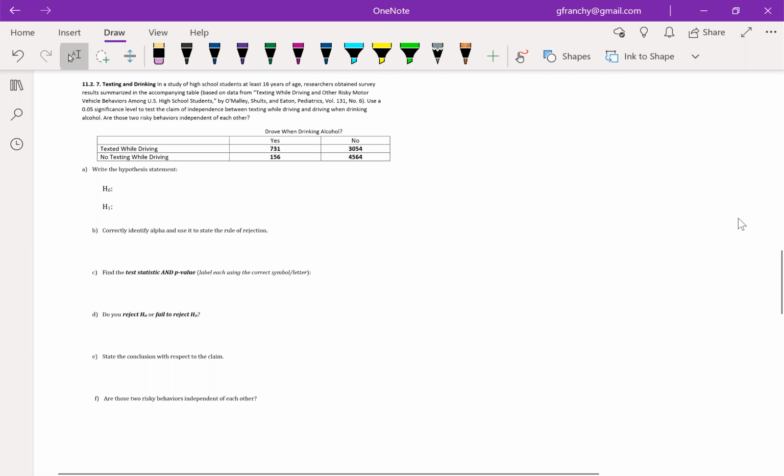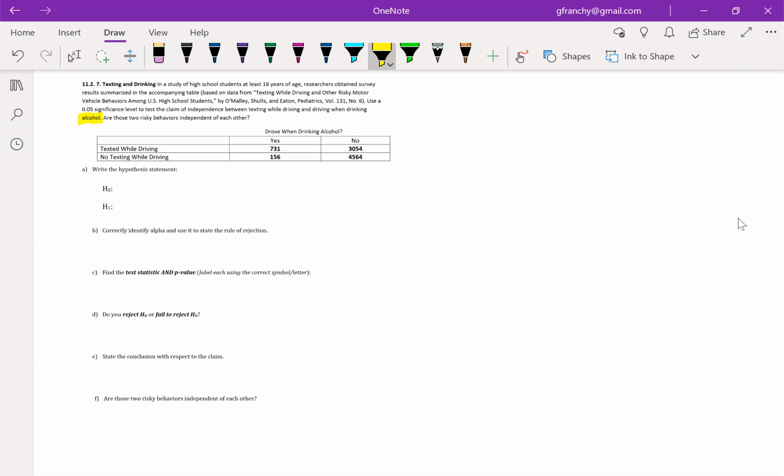Question number 7 from 11.2. In a study of high school students at least 16 years of age, researchers obtained survey results summarized in the accompanying table, and there was the source. Use a 0.05 significance level to test the claim of independence between texting while driving and driving when drinking alcohol. Are those two risky behaviors independent of each other?